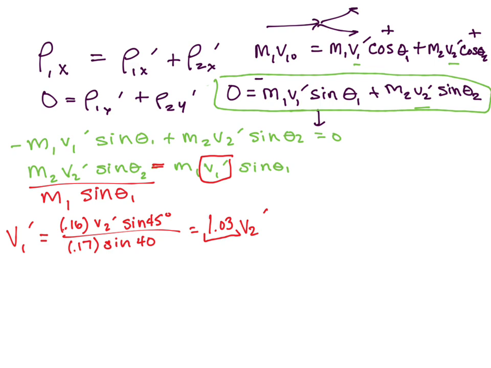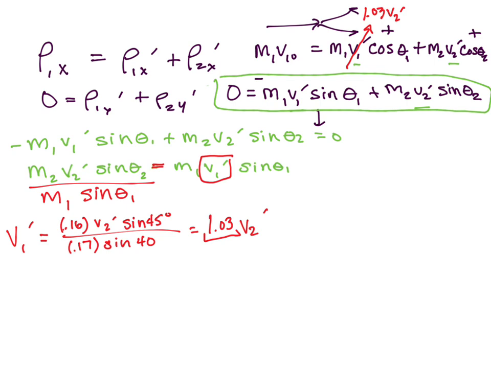We know V1F is equal to 1.03 V2F. So we can sub out V1 final in the top equation, and we'll call it 1.03 V2 final. And now we can isolate V2. You'll see where this is headed.